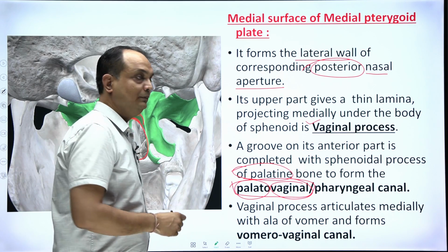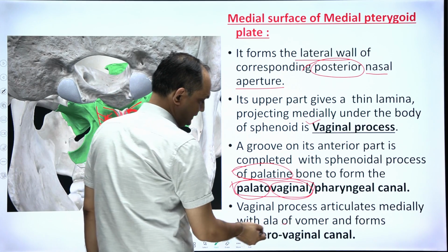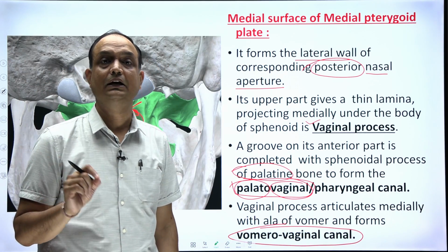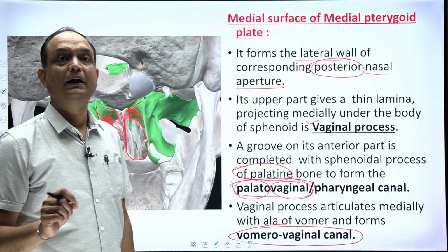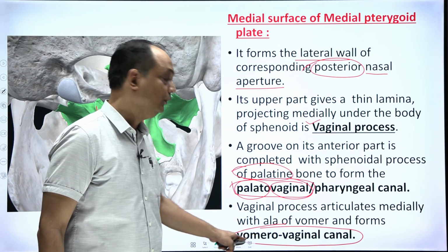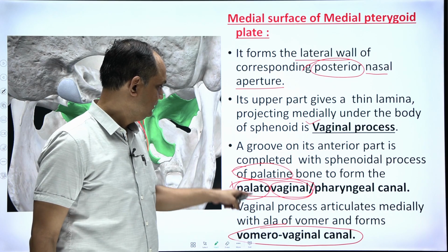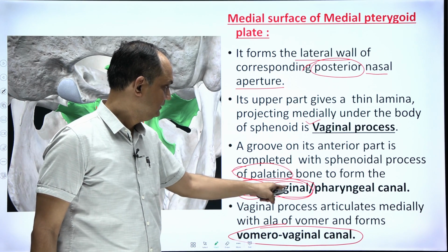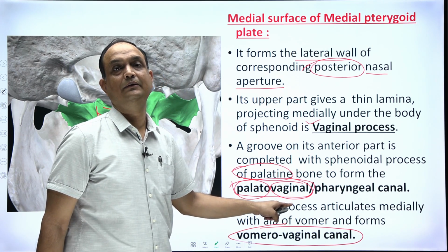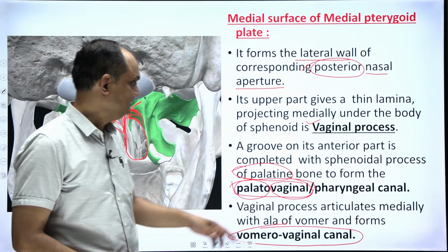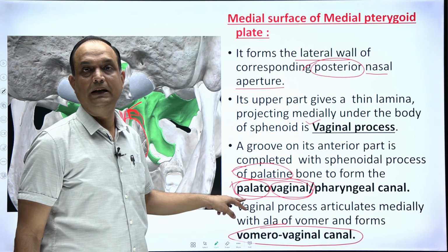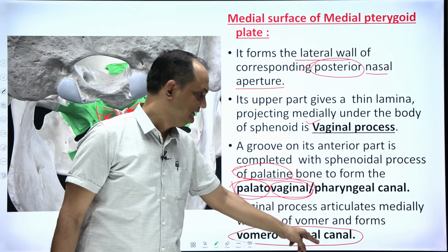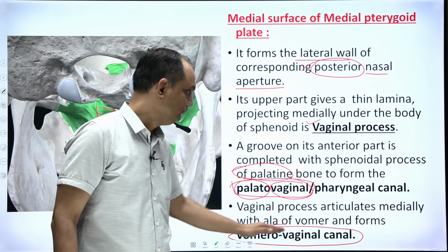Clear? Now there is one more canal known as vomerovaginal canal. Now this vomerovaginal canal is formed by the vaginal process again, but here the other bone is the vomer bone. Clear? Here the bone is palatine bone, here the bone is vomer bone, but the process is the same. So when there is formation of a canal between the vaginal process and palatine bone, then it is known as palatovaginal canal, and when it is between the vomer bone and vaginal process, then it is known as vomerovaginal canal.